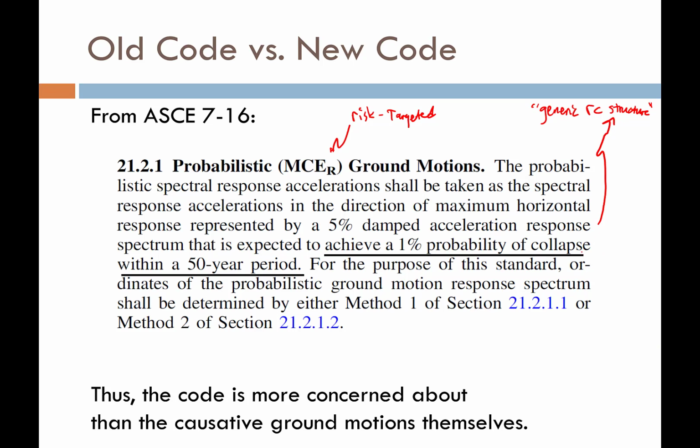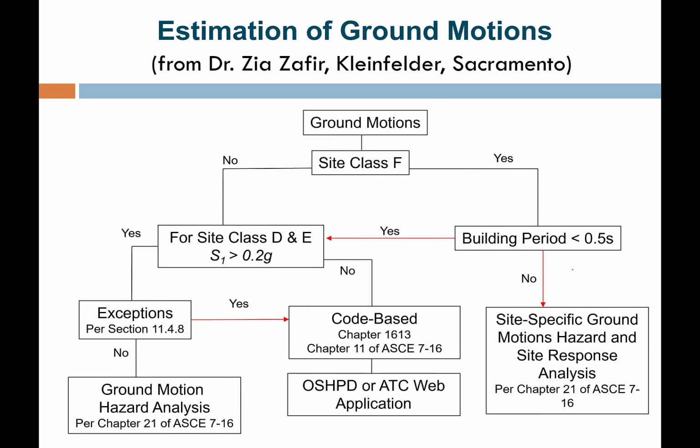Okay, but now let's focus more again on this probability of collapse. So when we see this, the code now is obviously more concerned about the consequences of the ground motions than the ground motions themselves. Make sense?